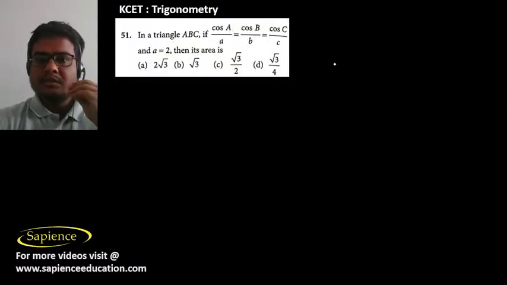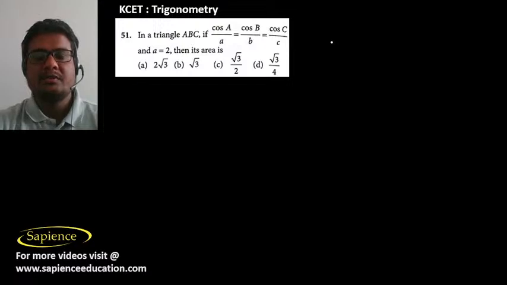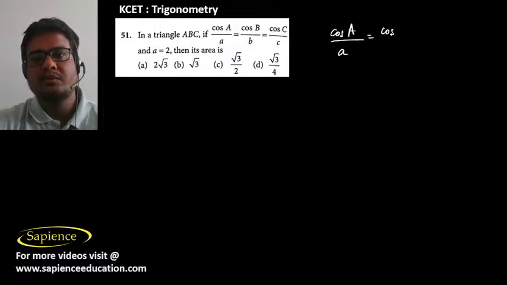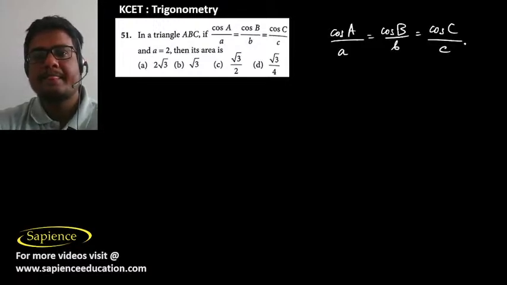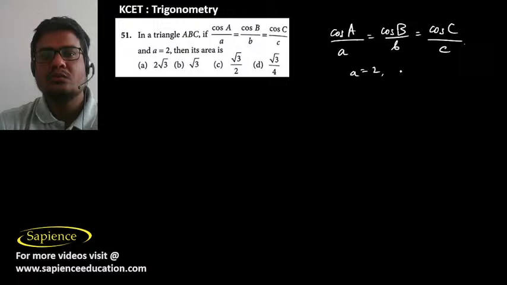Then here it is told that in a triangle ABC, if cos A by a is equal to cos B by b, and that is equal to cos C by c, and a is equal to 2, then we have to find the area of the triangle ABC.